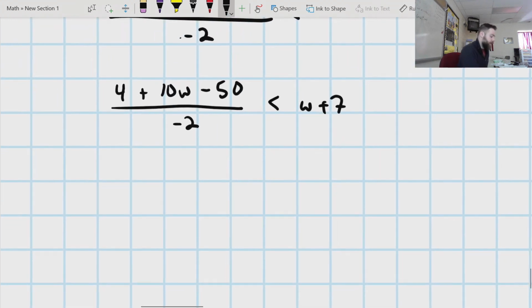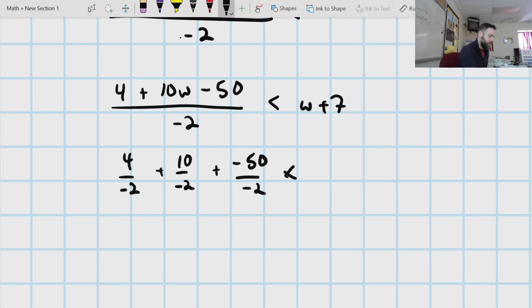So if I divide each number by negative 2, what I'm going to get is 4 divided by negative 2 plus 10 divided by negative 2, and then negative 50 divided by negative 2. Whenever I'm dividing a bunch of terms by a number, I can split that negative 2 into the denominator of each number. And this has a w with it, so I forgot to carry that down. So it's going to be positive 10w here divided by negative 2 is less than w plus 7.